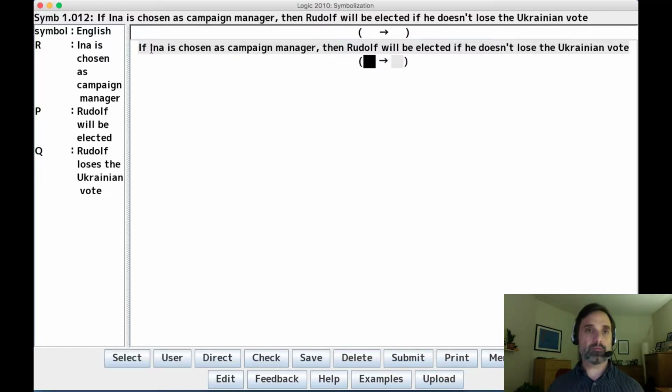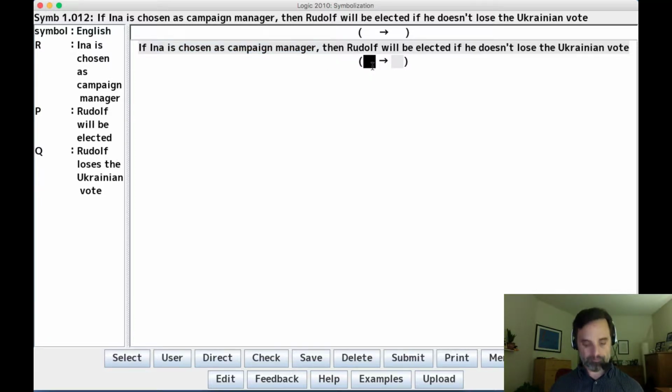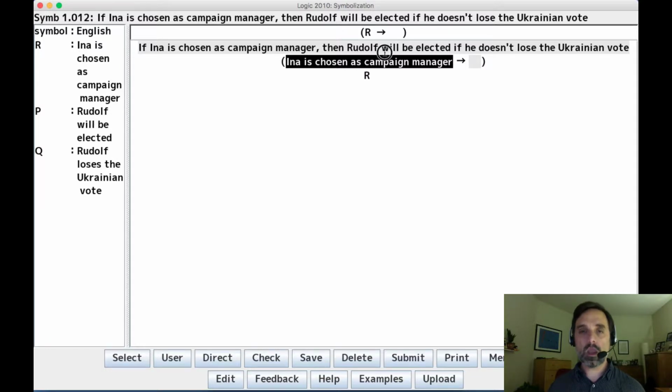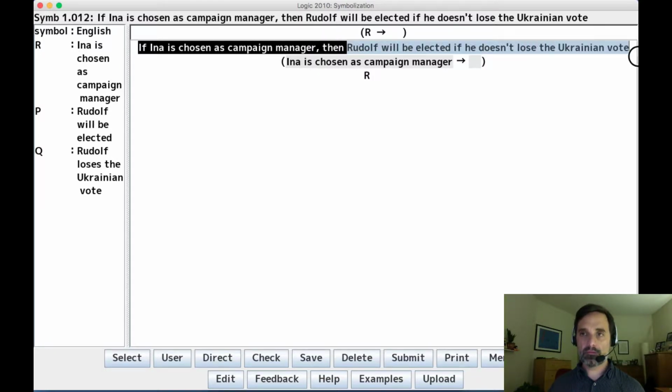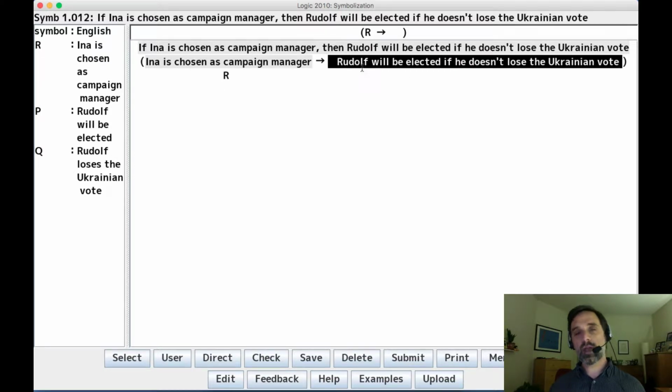So it's a conditional. The if hooks onto the antecedent, so the if will be Ina is chosen as campaign manager. That's an atomic R. Oops, not a conjunction. That's chapter 2. We want R. And the rest of this is the consequent. It goes there. So we have Rudolph will be elected if he doesn't lose the Ukrainian vote.